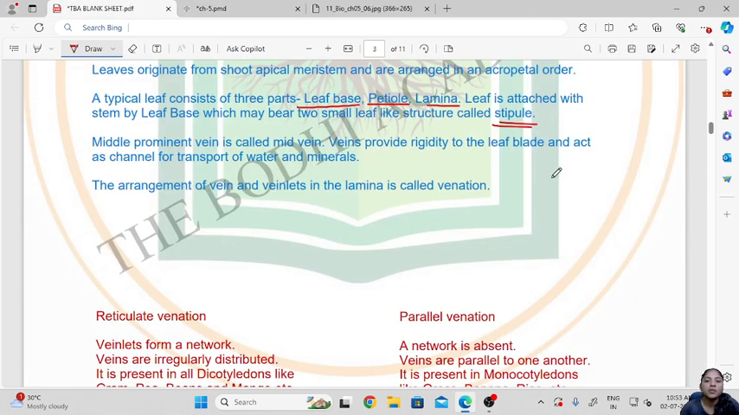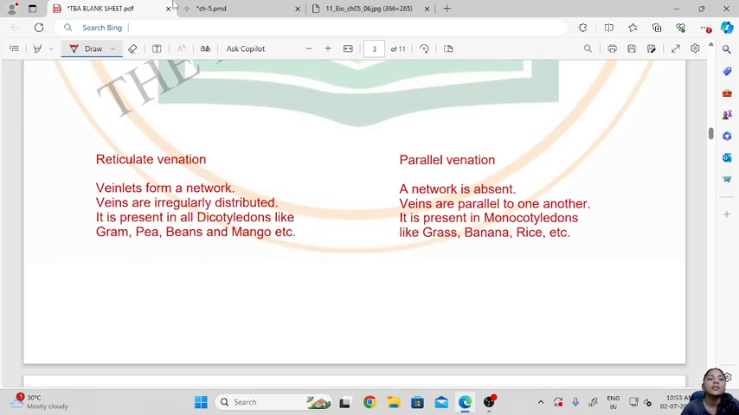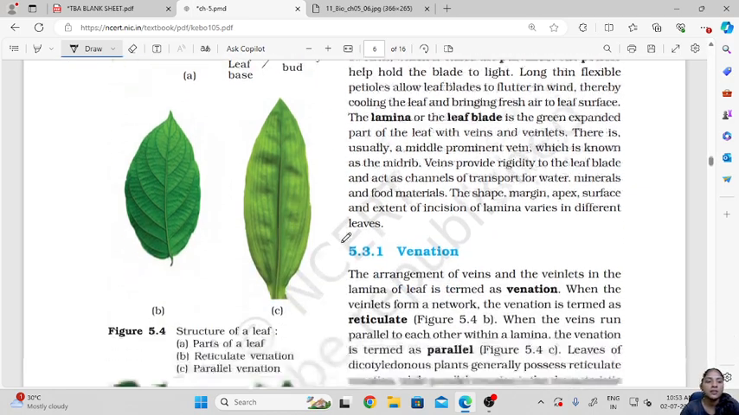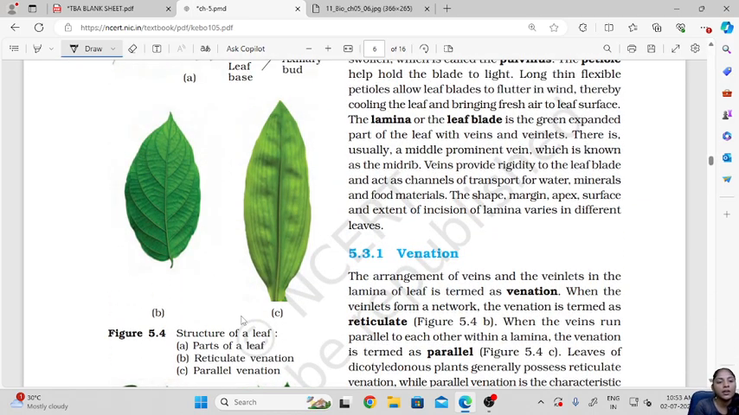So the arrangement of veins and veinlets in the lamina is called venation. Now in plants there are two types of venation present. The first one is the reticulate venation. This is the reticulate venation and this is the parallel venation.